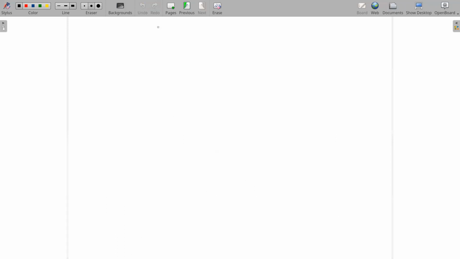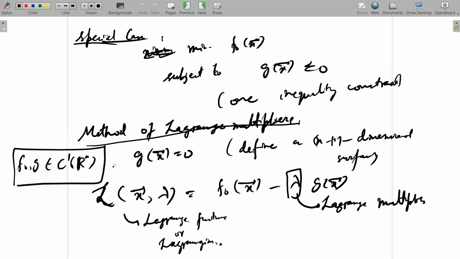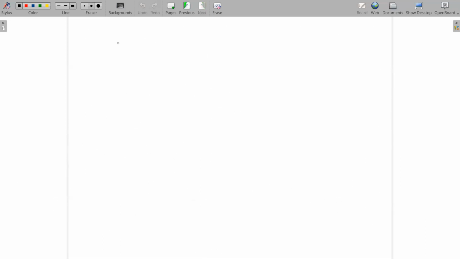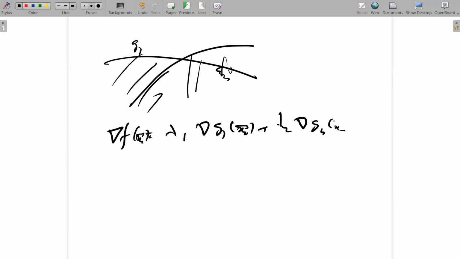Then let's up the ante a little bit more. Here we were just talking about just one constraint. So now let's talk about two constraints. If there are two constraints like g1 and g2, so these are some surfaces so that the intersection is like a line. So what you have is grad f, at the point of minimum, must be equal to lambda 1 grad g1 at x naught plus lambda 2 grad g2 at x naught, the same x naught.